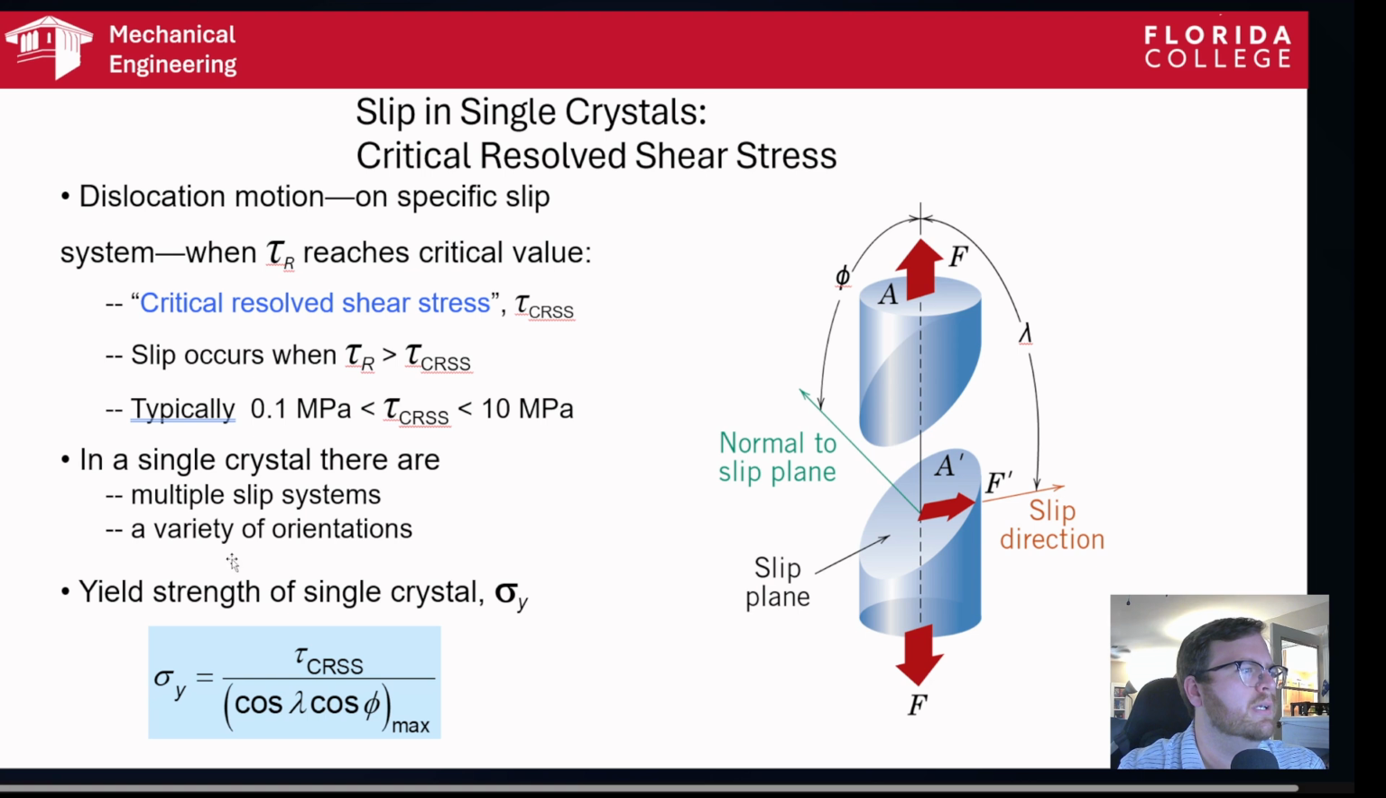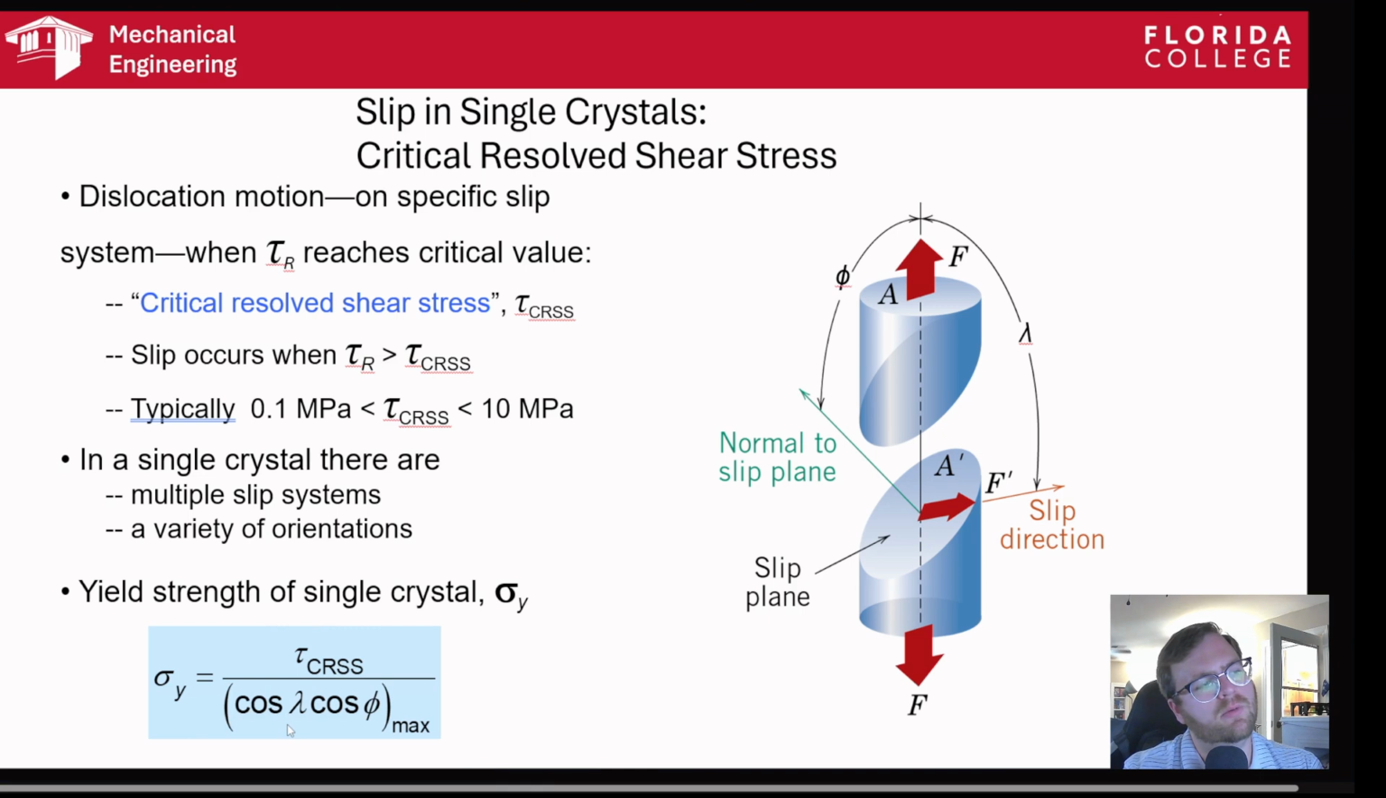So let's see. And then the yield strength of a single crystal. I had already used our critical resolved shear stress as an analogy for yield stress, but as it turns out, they are related, which makes sense. So our yield stress for the single crystal material, which we're not going to encounter very often, is our critical resolved shear stress divided by cosine lambda cosine phi, max. And that would be the maximum of these two.